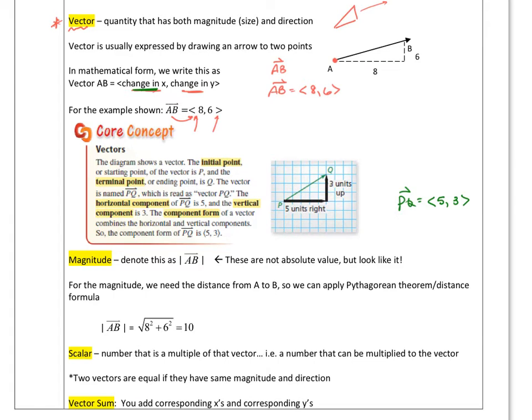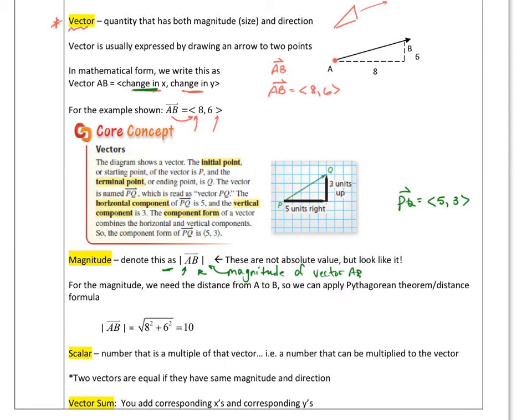Magnitude, that's another word. A vector has both magnitude and direction. What does magnitude mean? Magnitude is pretty much how far it goes. So we denote it with this thing. These are not absolute values, but they look like it. It just means magnitude. So this means the magnitude of vector AB is what I'm saying there.